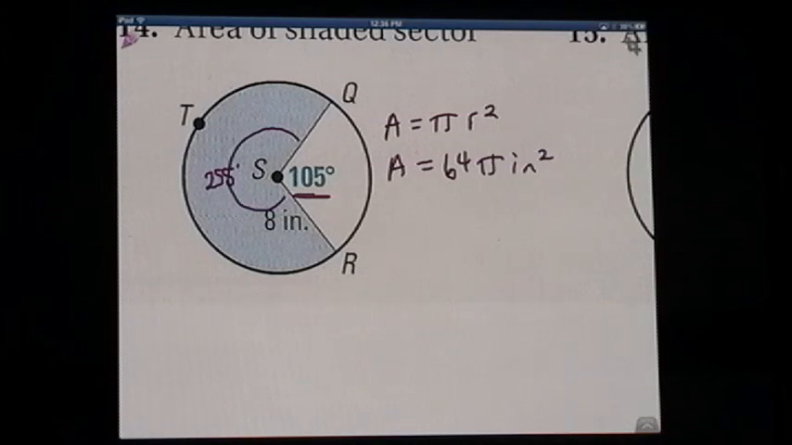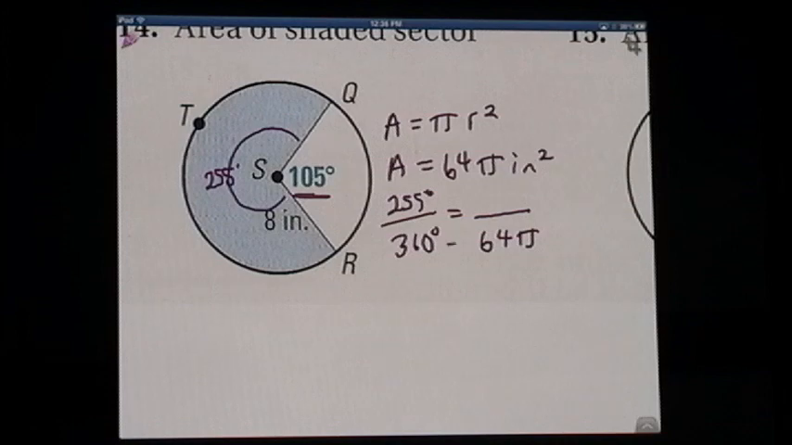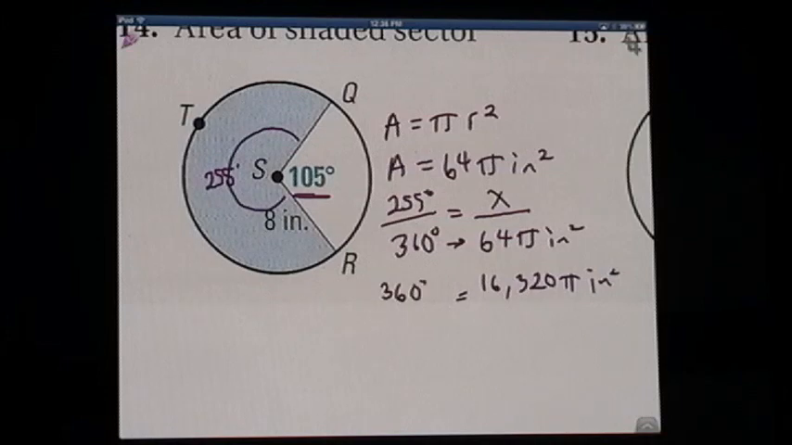All right, now, two ways to work this, as there always are. Okay, let's start with working it as a proportion. 255 degrees out of the 360 degrees is equal to, the whole thing is 64 pi. So we're going to line that up with our whole circle, inches squared, and we're just going to leave that in terms of pi. Now we're going to cross multiply. 255 times 64 is 16,320 pi, and we're just going to leave it that way, inches squared, and then we've got 360 degrees x.